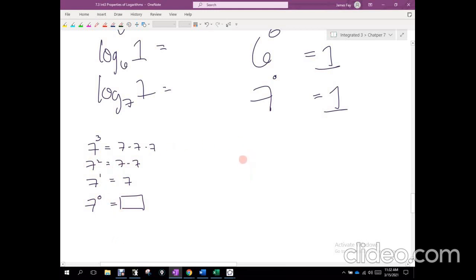Hold on. So what we do is we look at the other side of things, okay? I'm going to say 7 to the negative 3, 7 to the negative 2, 7 to the negative 1. 7 to the negative 3 is 1 over 7 times 1 over 7 times 1 over 7, right? So now that is 49 times 7, which is 343. So 1 over 343.